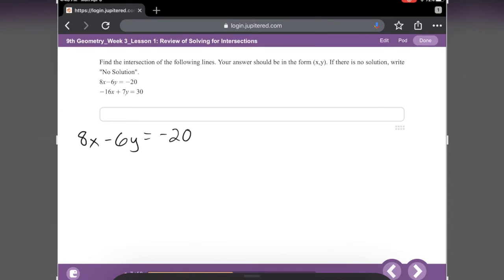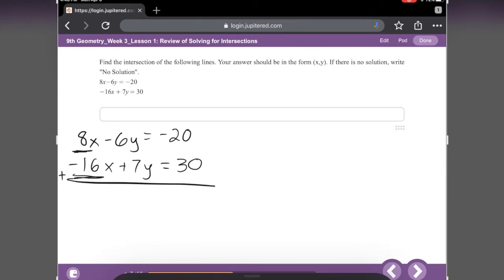So the equations are 8x minus 6y equals negative 20, and then negative 16x plus 7y is equal to 30. Okay, and we want to add together these equations. But if we do right away, nothing will drop out. So we have to decide what's easier to make the variable get eliminated, the x's or the y's. And it looks to me like the x's will be easier to eliminate.